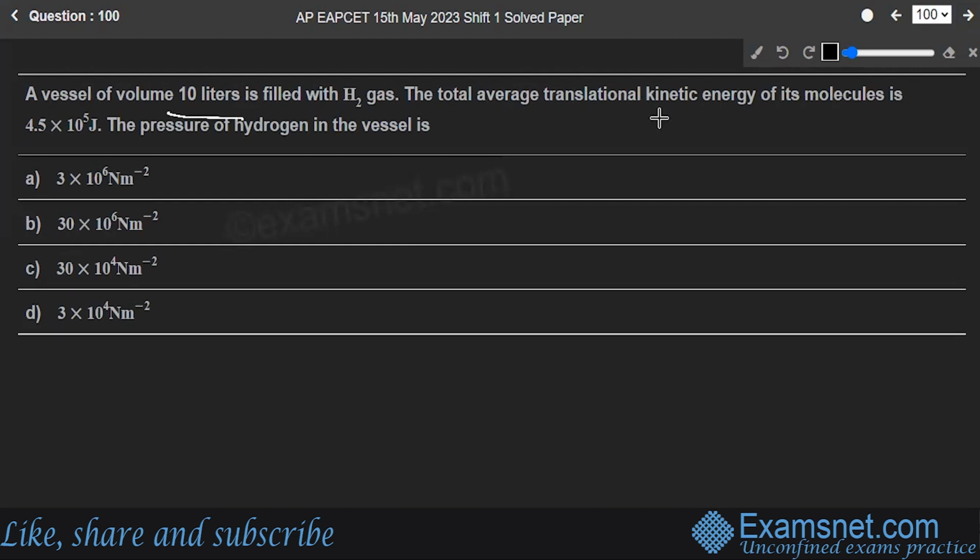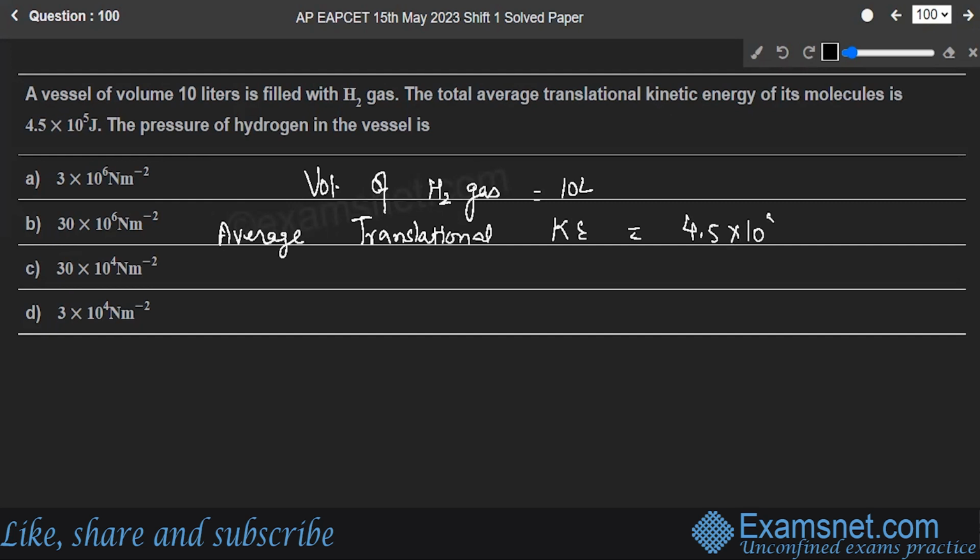A vessel of volume 10 liters is filled with hydrogen gas. The total average translational kinetic energy of its molecules is given by this. The pressure of the hydrogen in the vessel is. Okay, see, the volume of the hydrogen gas is 10 liters. Average translational kinetic energy is 4.5 into 10 power 5 joules. So convert the volume into the SI units. So you will have, okay, I'll write it here only. This is equal to 0.01 meter cube.